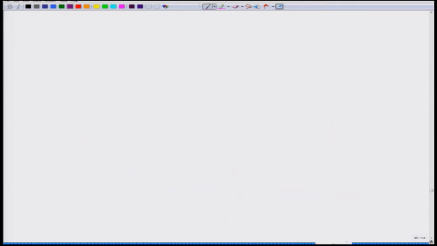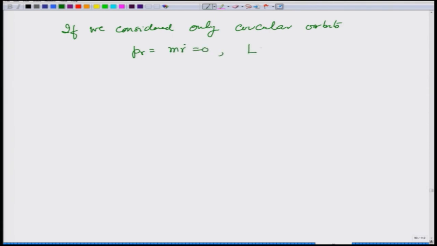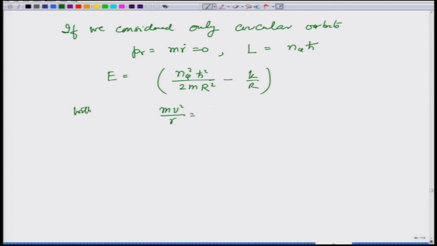If we considered only circular orbits, then we have p_r equal to m r dot equal to 0, L is equal to n_phi h cross, and the energy would be equal to 1 half m r dot square, which will be 0, plus n_phi square h cross square over 2 m r square minus k over r. And with m v square over r equals k over r square, with r equal to the radius, this will give me the same answer as the Bohr model. Now we are considering the possibility that the particle can also perform motion in the r direction.